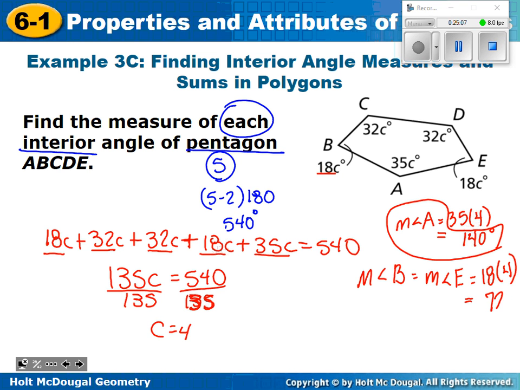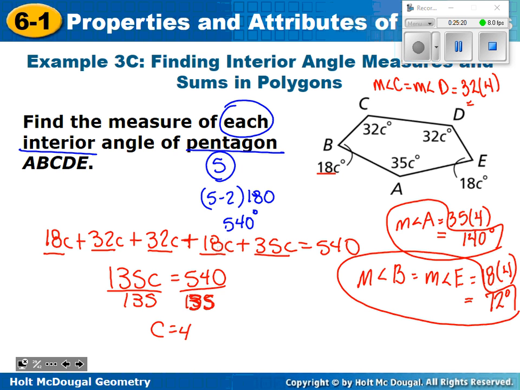72 degrees. And then we can do our C and D. So the measure of angle C should be the same as the measure of angle D, which should equal 32 times 4, which is 128 degrees.